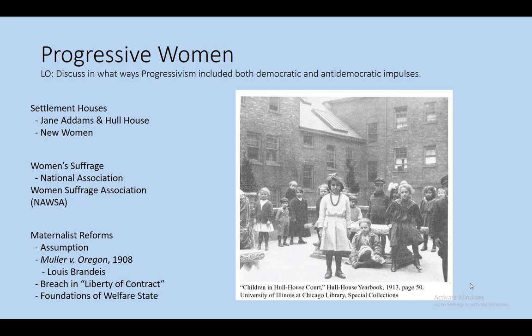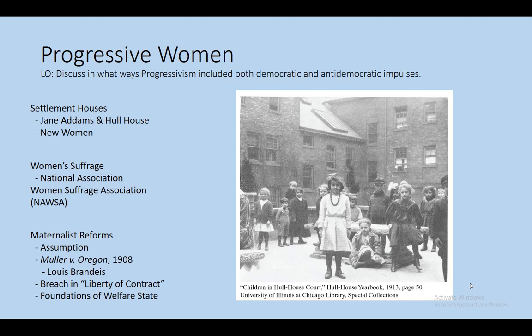And so, this idea then is the first kind of crack in that freedom of contract argument, right? In that liberty of contract, the idea that if two people are making a contract, I agree to work for you, I agree to pay you this much, the government shouldn't get involved in that. This is a crack in that, because here's the government saying you can't make women work however many hours.